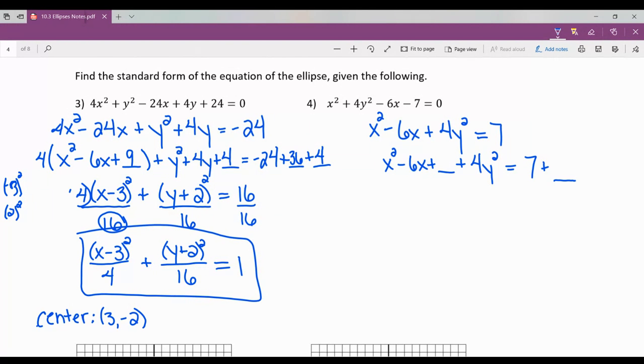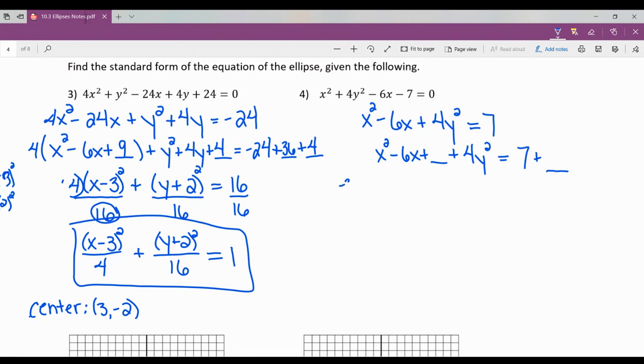So I take the middle number, I divide it by 2, so that's going to be negative 3. I square it. That's 9. I add 9 to that side. I add 9 to that side. All right, guys, just to show you what I was saying, there's no middle term. So if you do 0 divided by 2, that's 0, and you square it, well, that means you would add 0 to this side and you add 0 to that side, but that's just kind of wasting time. All right, so then this is going to be x minus 3 squared plus 4y squared equals 16.